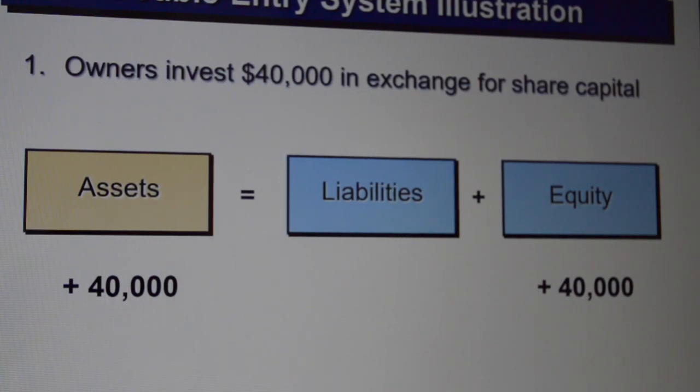Let's look at a double entry system example. A sole proprietor invests $40,000 in exchange for share capital. That means the asset cash increased by $40,000. And because the owner has invested the money, the equity has increased by $40,000.